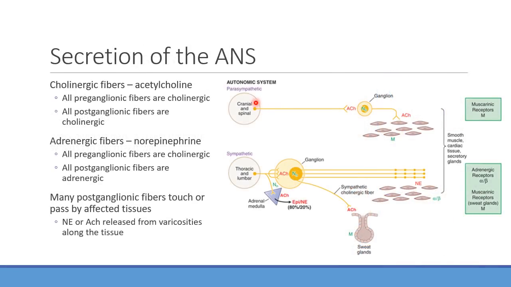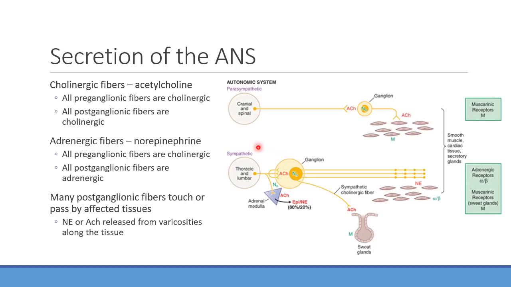Okay, and so here's a good example of that. Looking at the parasympathetic nerve fibers, notice that they leave the cranial and spinal nerves and travel basically all the way to the organ itself, and then release acetylcholine onto the nicotinic receptors. Whenever you see an N there, that is nicotinic. And then the ganglion will release acetylcholine onto muscarinic receptors.